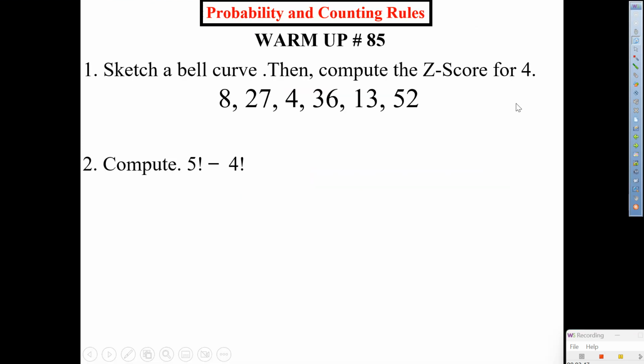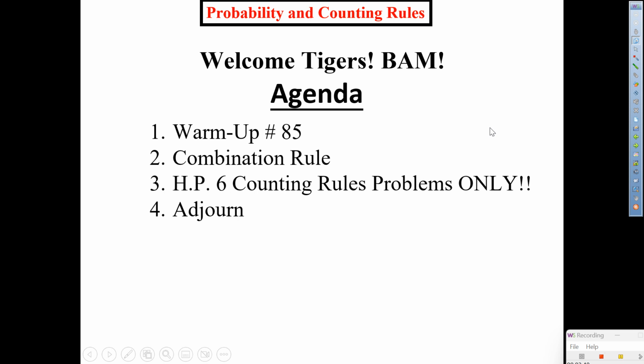Copy the agenda. Warm-up number 85, combination rules. Today we're finishing off our counting rules with the last rule, which is the combination rule. And tonight you're going to have 6 problems of review for all the different ones that we've covered so far.